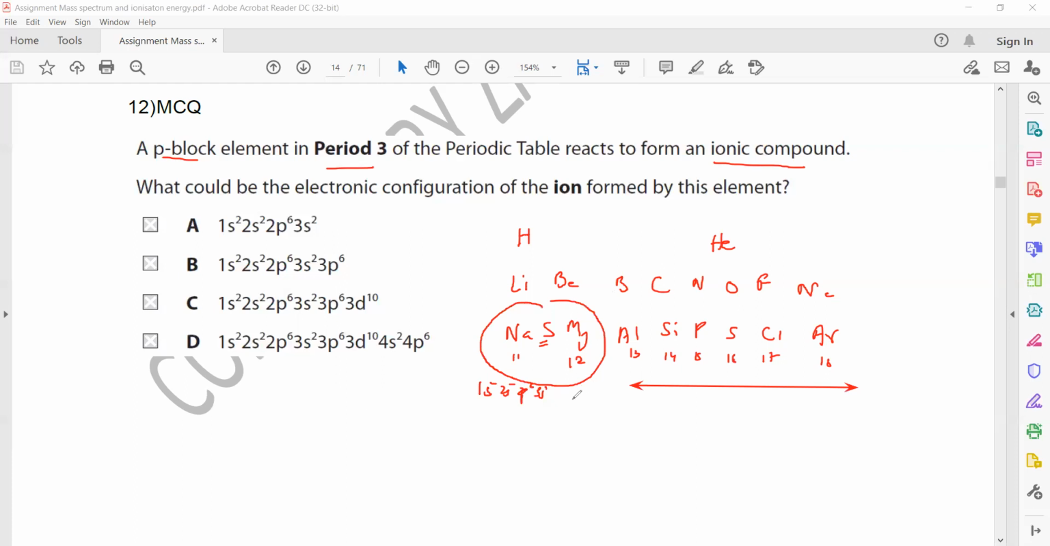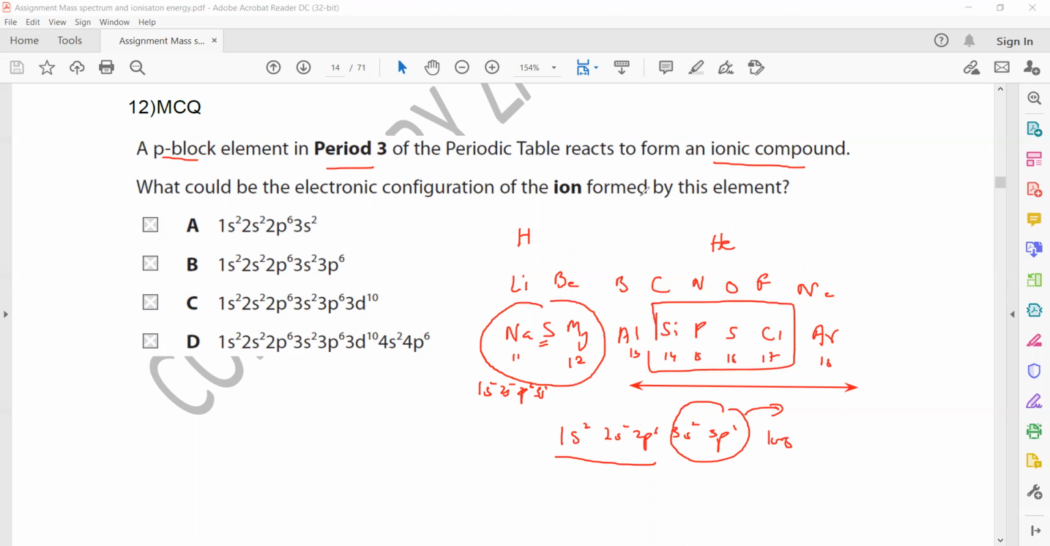chlorine. And when they react with each other, when we write the electronic configuration for aluminum, it will be 1s2, 2s2, 2p6, 3s2, 3p1. So when aluminum reacts, it will lose all of its valence electrons, and the electronic configuration will be 1s2, 2s2, 2p6. To form an ionic compound, it should lose electrons. But it cannot be 1s2, 2s2, 2p6 because there is no such option here. Then it can be from silicon to chlorine.